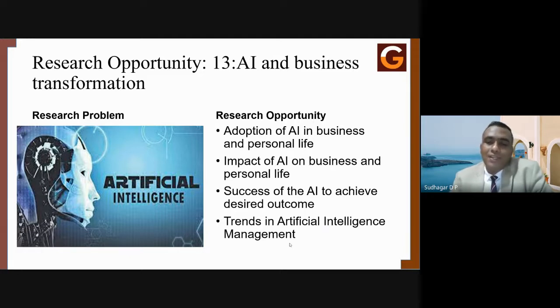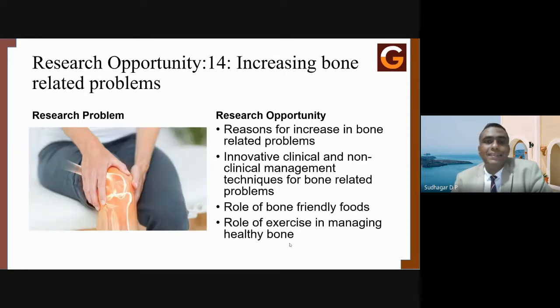Trends in artificial intelligence management could be considered as one of the research opportunities. So these are some of the research opportunities which you can definitely explore when it comes to artificial intelligence. Research opportunity number 14, which is increasing bone related problems. I'm sure even the children today are facing a lot of bone related problems. So, is it possible for you to work on this area in order to tackle this problem? What are the research opportunities which are possible?